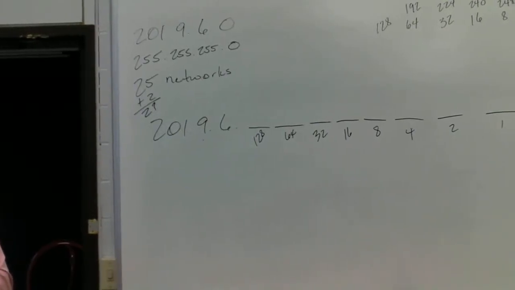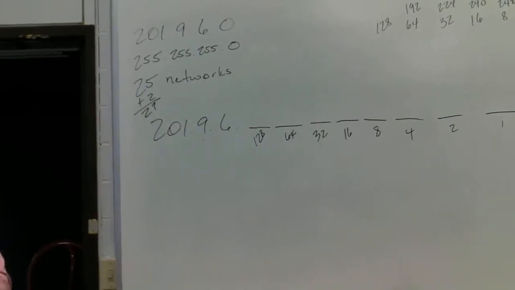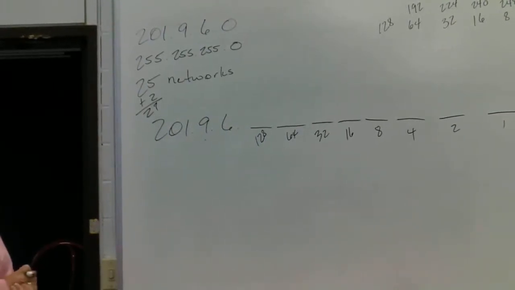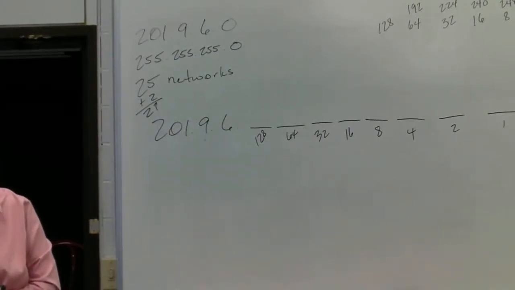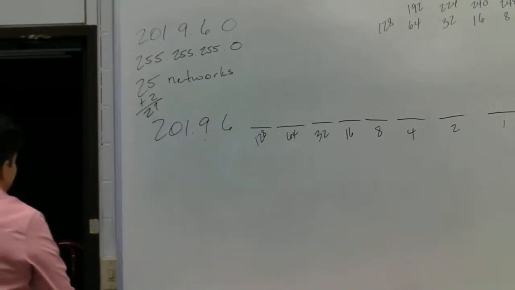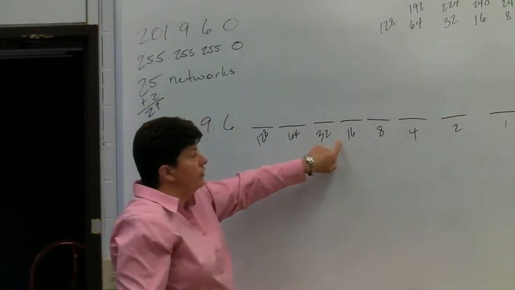It's 5 bits. Draw your line. Where? Between what two numbers? 42 and 16. Here? Where did you start counting from?